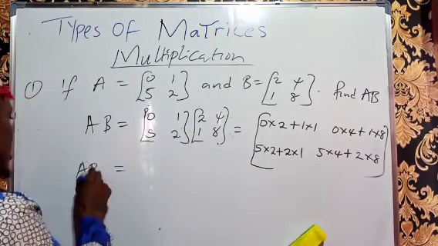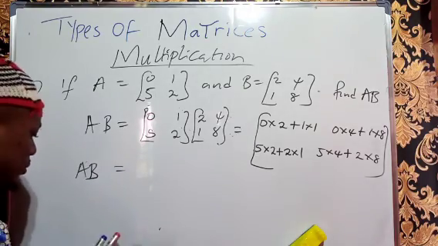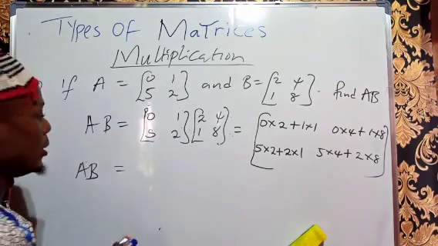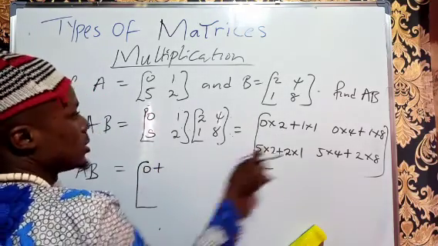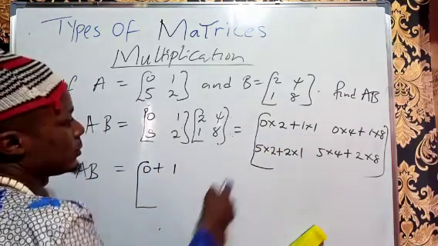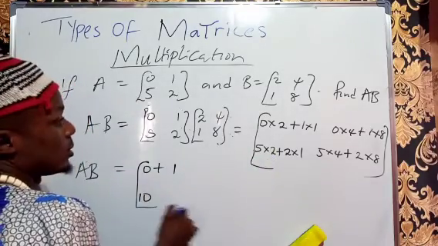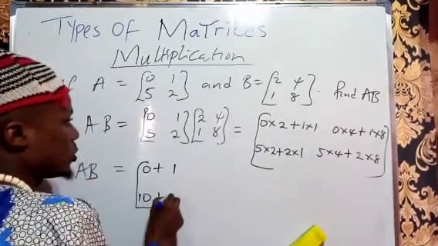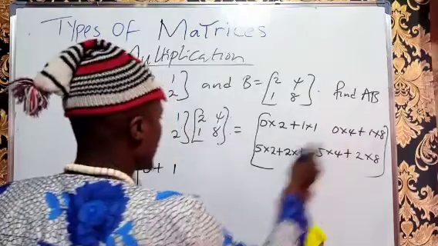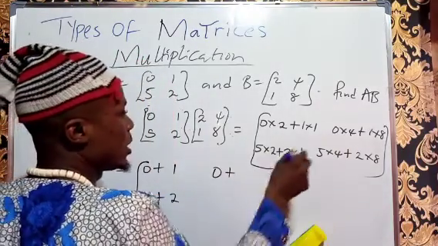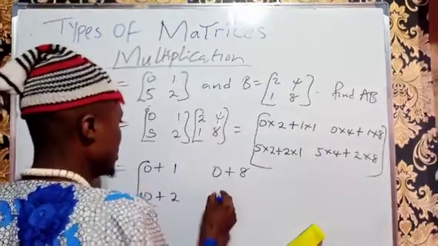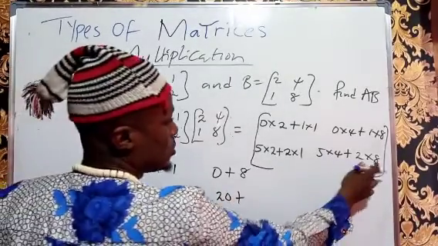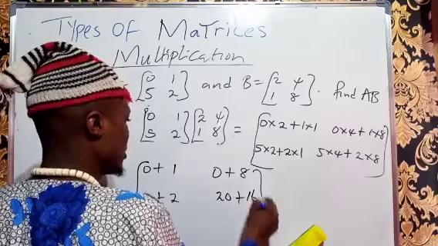So my AB equals, we have 0 times 2 is 0 plus 1 times 1 is 1. 5 times 2 is 10. 2 times 1 is 2. 0 times 4 is 0 plus 1 times 8 is 8. Okay. 5 times 4 is 20 plus 2 times 8 is 16.